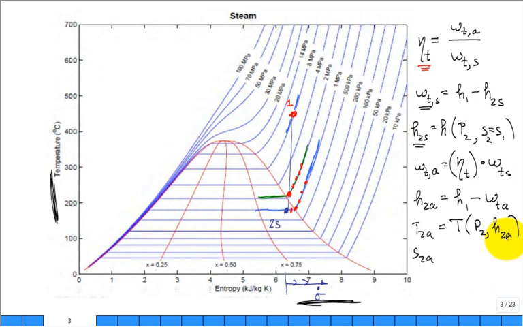Now the two independent intensive properties that are given as inputs are calculated, I can use that to get the other property of interest. Likewise, its entropy is a function of pressure and H2 actual. So you could do a good job of finding that actual state 2 somewhere on a TS diagram.